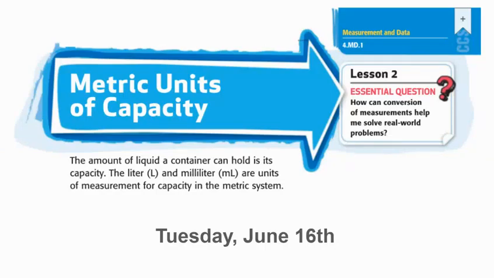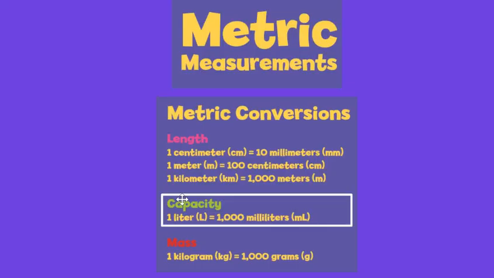So today we're going to be talking about metric units of capacity. Yesterday we talked about length. Today we're going to talk about capacity. Capacity is the amount of liquid a container can hold. The liter and milliliter are units of measurement for capacity in the metric system. So today we're going to be looking at capacity. 1 liter is equal to 1,000 milliliters.